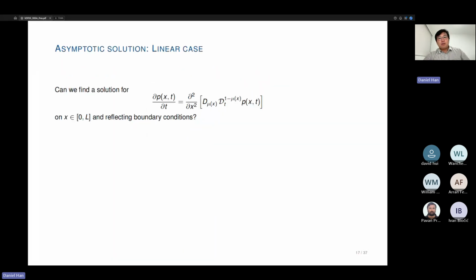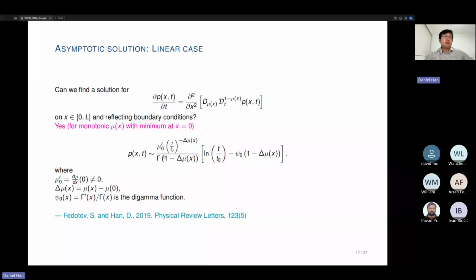So the next question becomes, can we find a solution? The answer is yes, to some extent. The first thing I'm going to take you through is, can we find a solution for reflecting boundary conditions? The answer is yes, but only asymptotically. This is the asymptotic solution that my PhD supervisor, Sergei Fedotov, and I found during my PhD for a linear, monotonically increasing function of mu x with a minimum at x equals 0, and reflecting boundary conditions, of course.